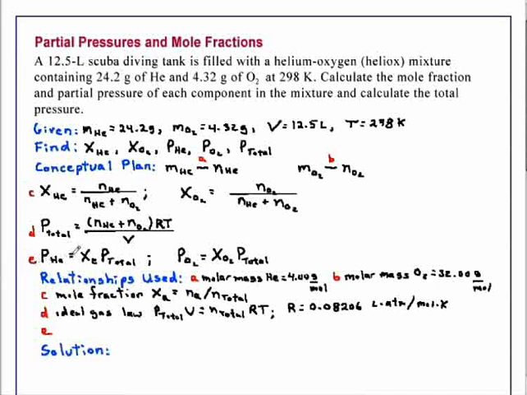Finally, in order to calculate the partial pressures, we are using a relationship that's derived from Dalton's law of partial pressures. And that is that the partial pressure of any given component can be found by taking the mole fraction of that component times the total pressure. So now let's apply this information and solve the problem.